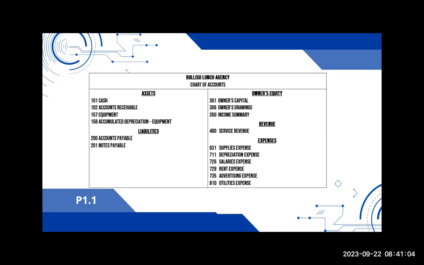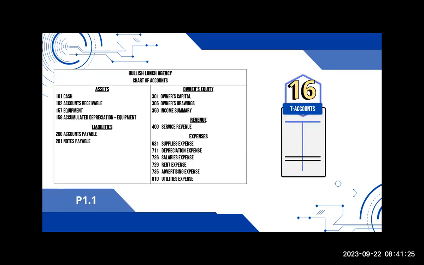So as you can see, for the chart of accounts, usually it's grouped into assets, liabilities, owner's equity, revenue, and expenses. So if you notice, all the 100s are assets, all the 200s are liabilities. The 300s are owner's equity, revenue is 400, and then expenses is 600, all the way to 800. So if you count each of the number of accounts, 1, 2, 3, 4, 5, etc., you'll be able to figure out that there are 16 accounts in the chart of accounts. That would mean that there would be 16 T accounts for that particular company, right?